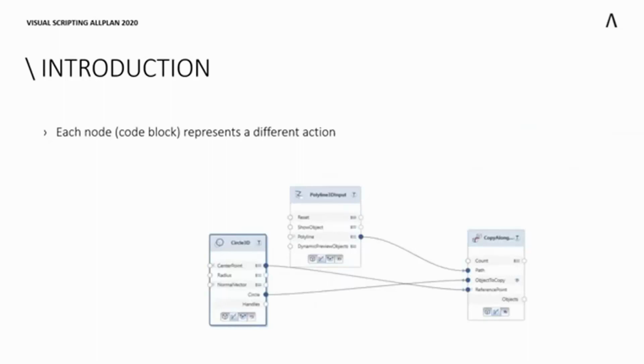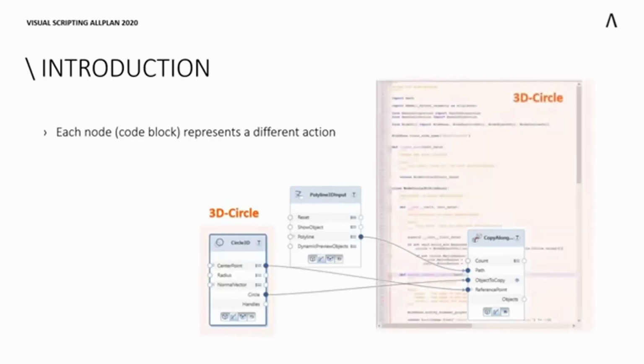The core elements of a scripting tool are the nodes, and each node, a so-called code block, represents a different action. For example, you have a node to create a 3D circle, and in the background you have the complete programming code line by line, but this is not necessary, so you can use the node which bundles all of these steps.